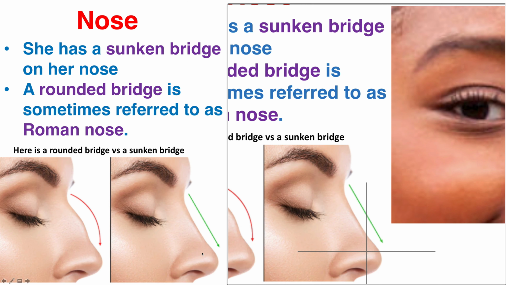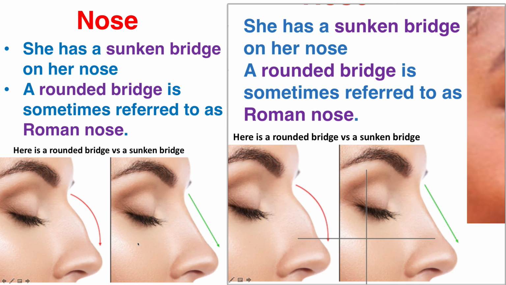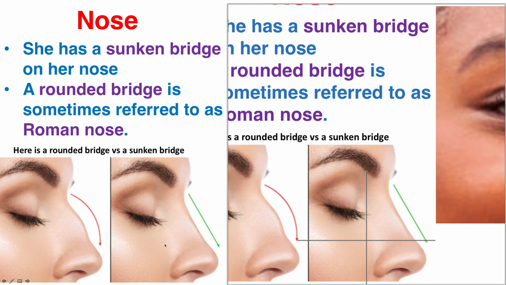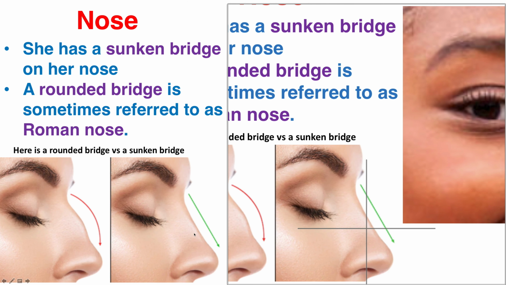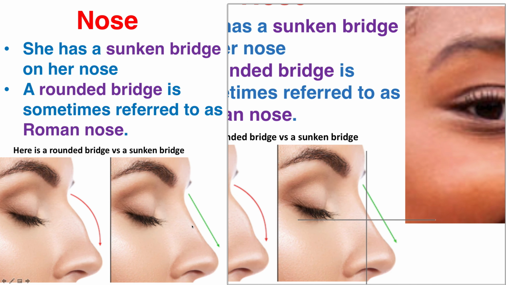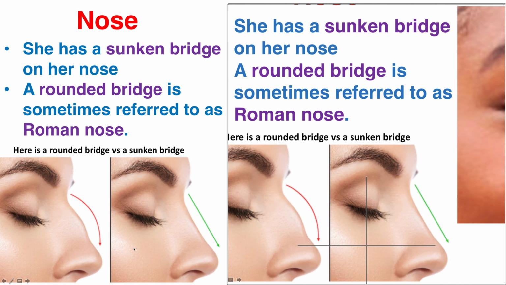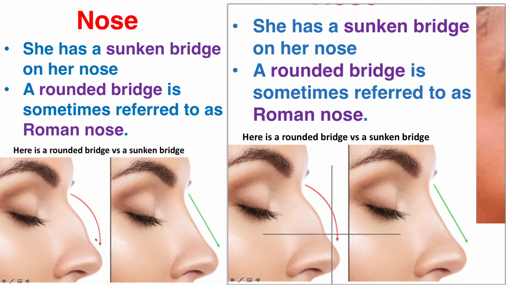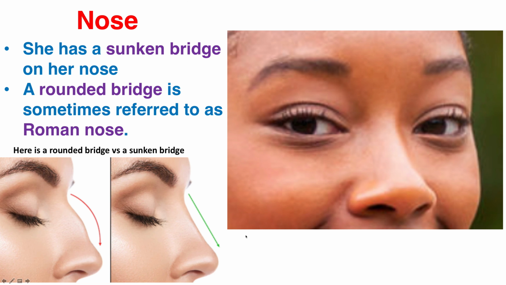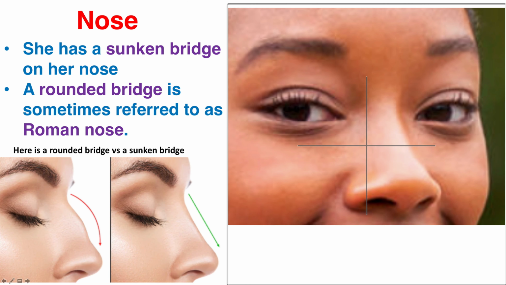Another way to describe this woman's nose is that her nose is tall. So here is her cheekbone. And you see that her nose raises quite a bit off of her cheekbone. And so we can call this a tall nose. So here is a tall nose with a sunken bridge versus a tall nose with a raised bridge or a rounded bridge. Looking at her nose, we can say she has a sunken bridge and a flat nose.